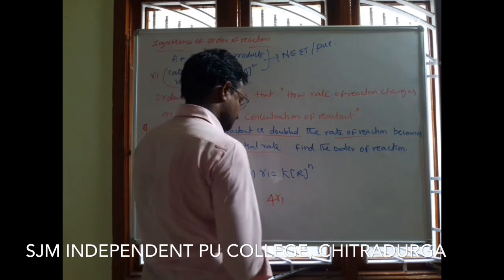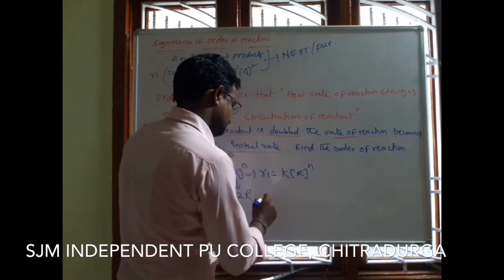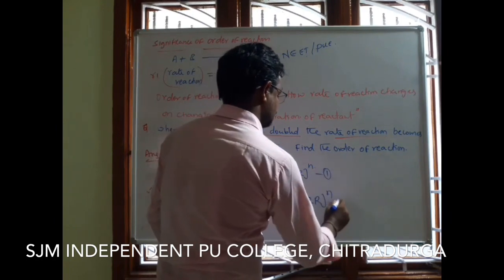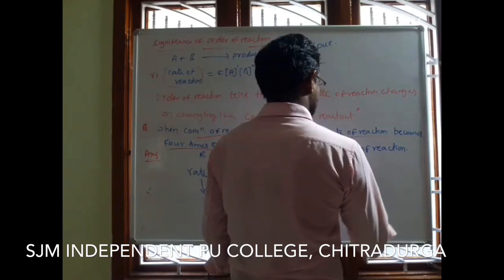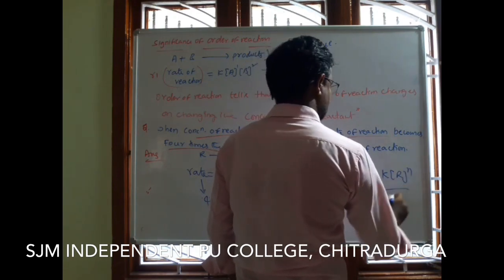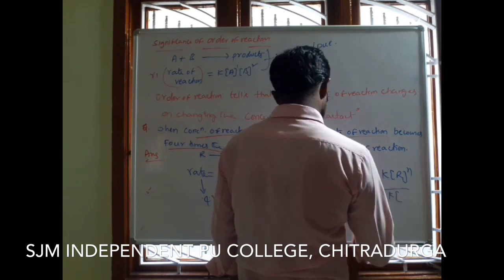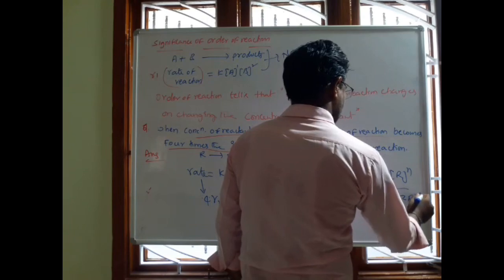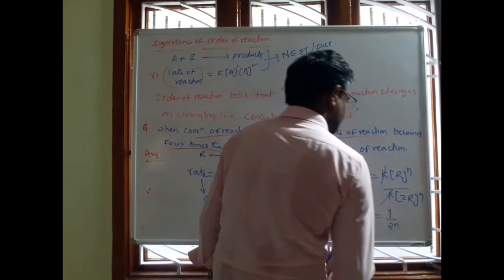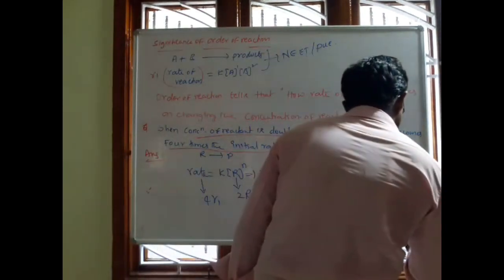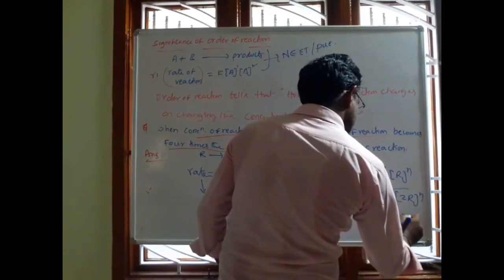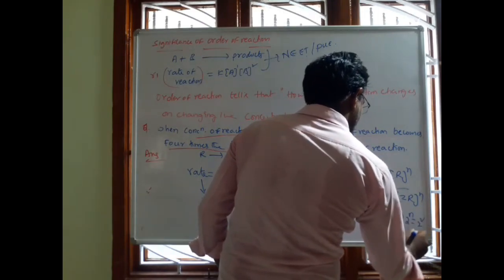So 4R1 equals K into concentration of 2R power N. Take it as equation 2. Dividing 1 by 2, we get R1 by 4R1 equals K into concentration of R power N by K into concentration of 2R whole power N. K gets cancelled, and finally we get 1 by 4 equals 1 by 2 power N. Then finally it gives 2 power N equals 2 squared, so N equals 2.